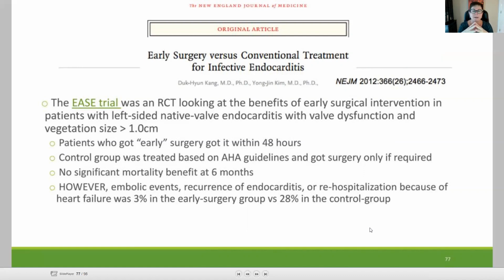There was no significant mortality benefit at 6 months, but there certainly was early in the study. Embolic events, reoccurrence of endocarditis, and rehospitalization because of heart failure was 3% in the early surgery group versus 28% in the control group. So even though there was not shown to be significant mortality benefit at 6 months, the complications with regard to recurrence of endocarditis, rehospitalization, and embolic events were significantly decreased in the early surgery group.